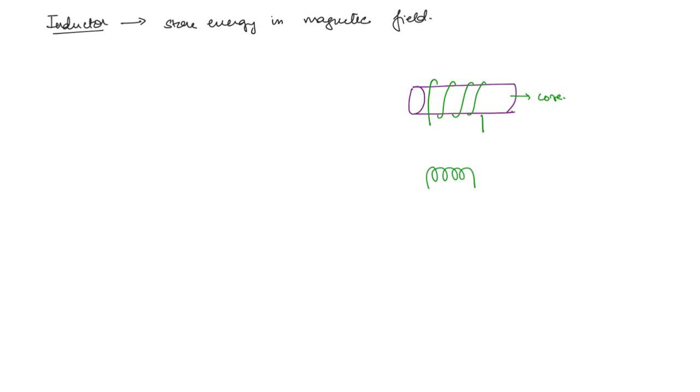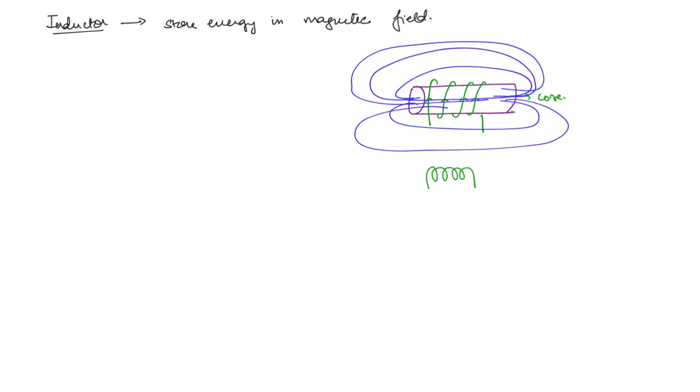Now when current flows into this coil, what will be the form of the magnetic field? It is going to be like this. You can visualize this if you consider a straight wire with current flowing through it, and apply the right hand thumb rule to find the magnetic field direction. What is the right hand thumb rule? You curl your fingers around the wire in such a way that the thumb points in the direction of the current. The direction of the fingers will be the direction of the magnetic field.